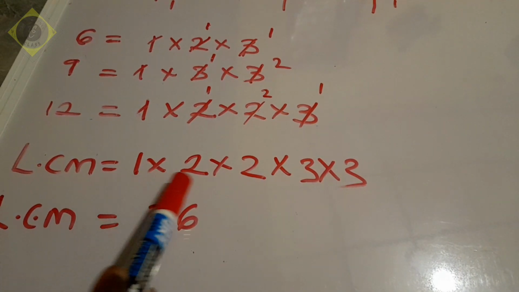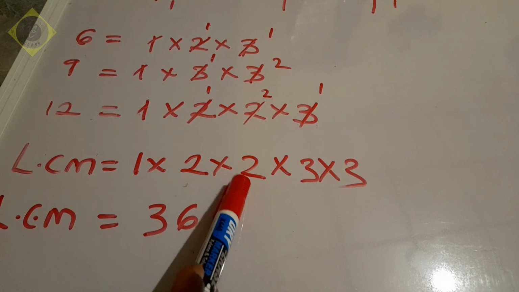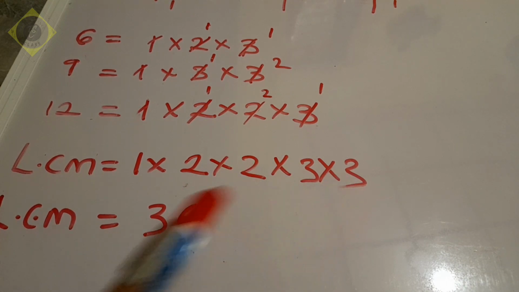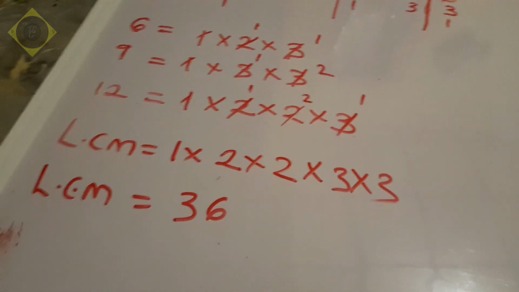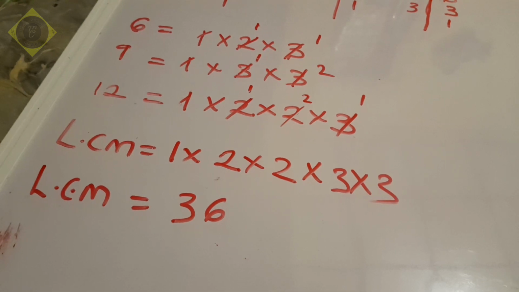So you come here and multiply all through. 1 times 2 is 2 times 2. 2 times 2 is 4. 4 times 3 is 12. 12 times 3 is 36. So the LCM of 6, 9, and 12 is 36.